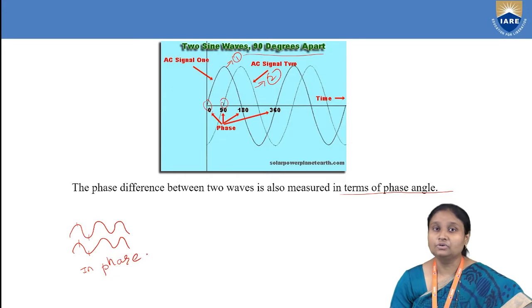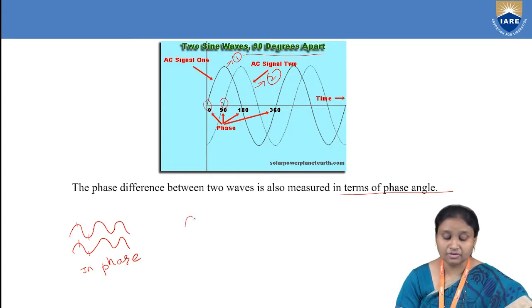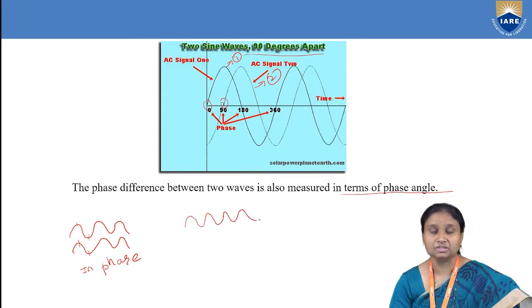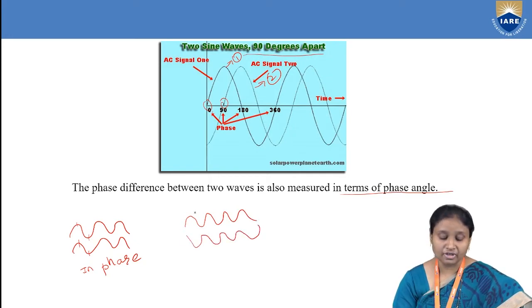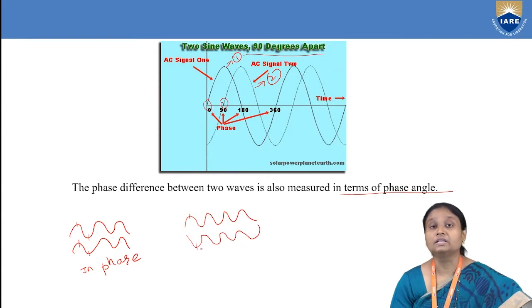And when will we say that two waves are out of phase? Suppose I have two waves, of course moving in the same direction, but here their positions are not matching. The crest of one wave falls on the trough of another wave.